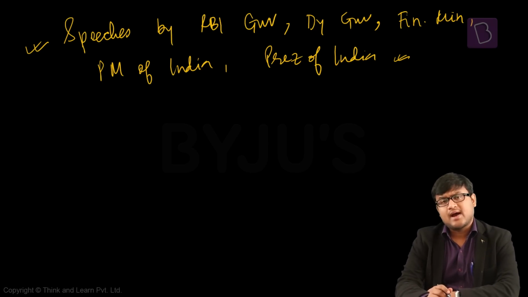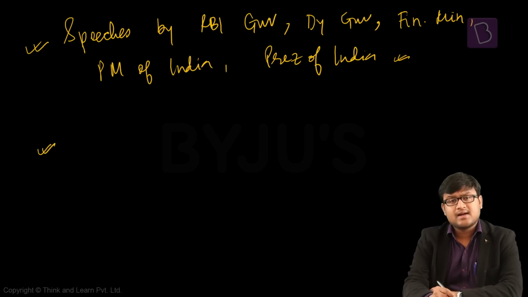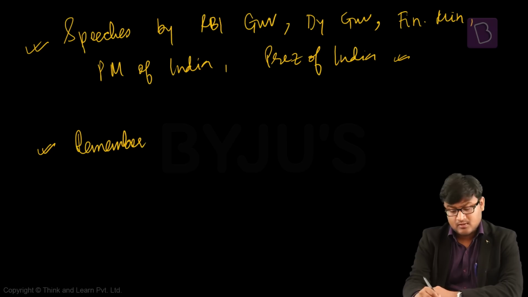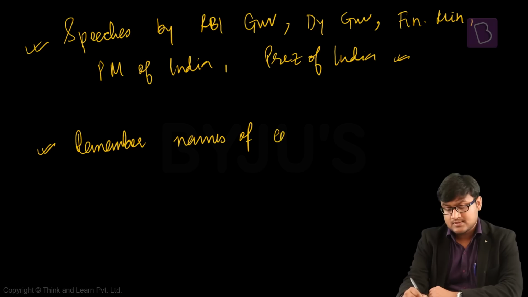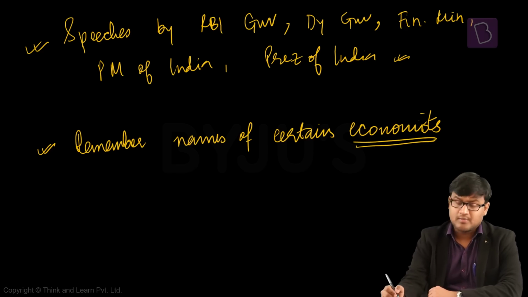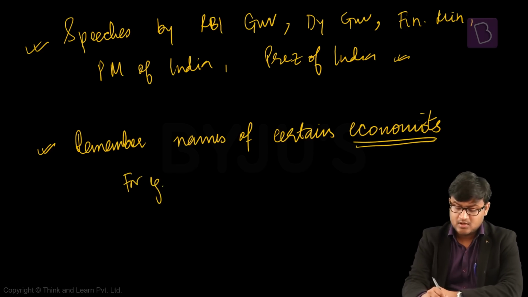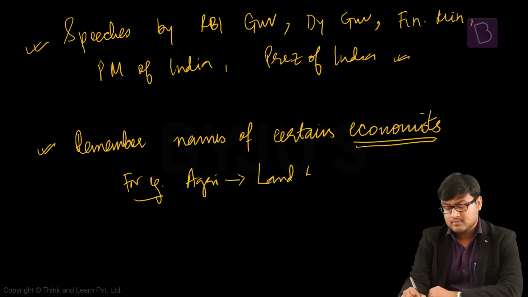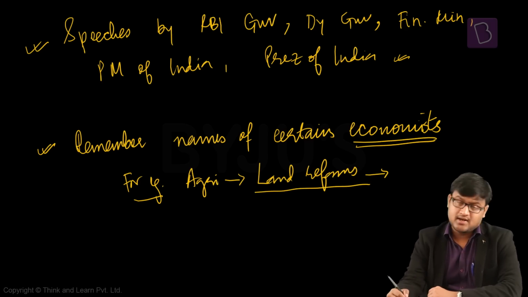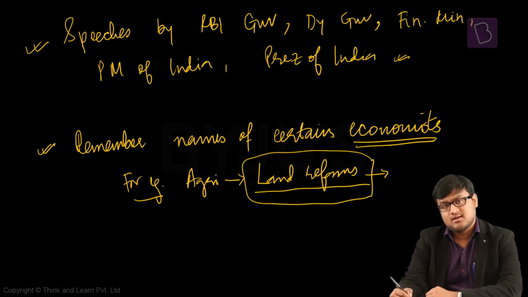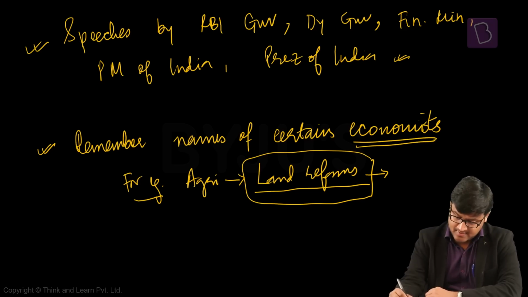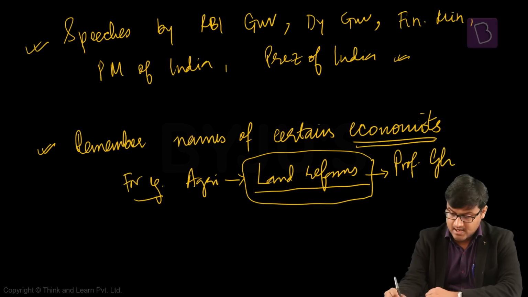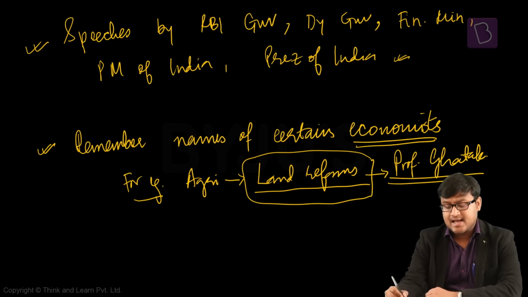Last point that I would like to add about paper 2 is that you should remember names of certain economists for different topics. For example, if you are doing a topic in agriculture, in this if you are doing land reforms, please have a list of 2 or 3 economists that have worked on land reforms and given very good analysis of this. One paper that I can remember is by Professor Ghatak, who has presented an analysis of land reforms in India.